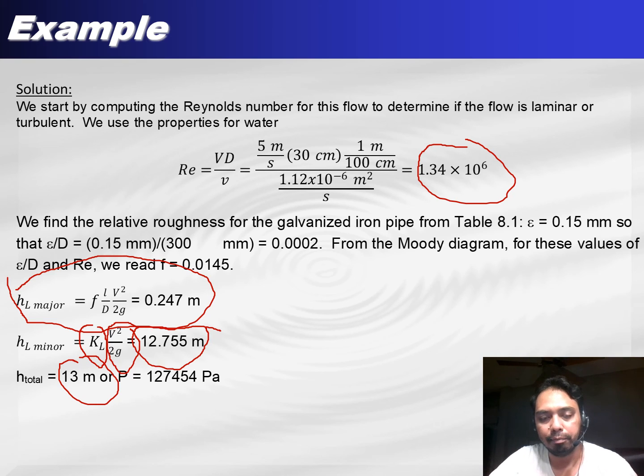127,000 Pascals. From this example, it's also important to note that major and minor don't actually represent the magnitude of the head loss. It's just to differentiate between the friction head loss and the minor head loss due to the fittings, bends and so on.